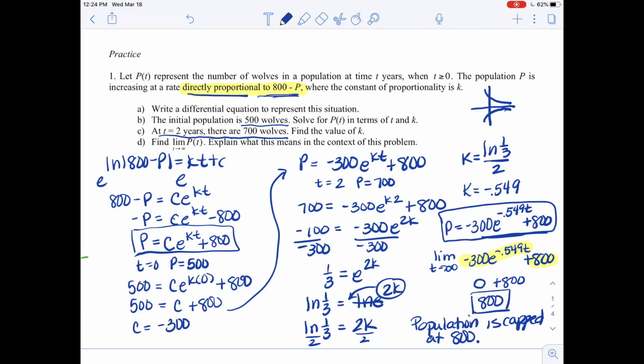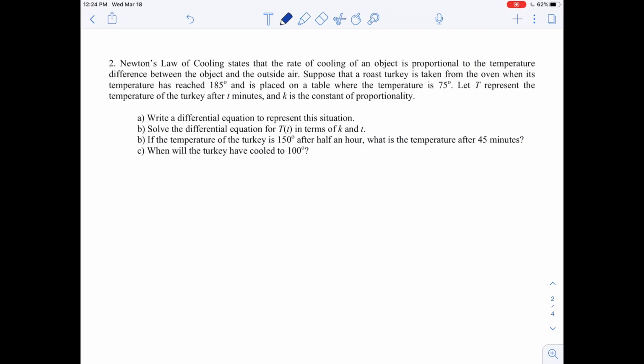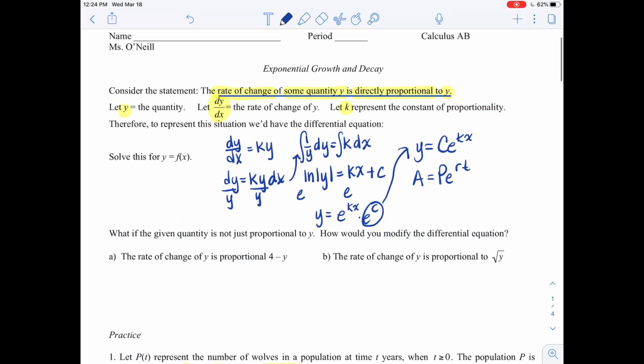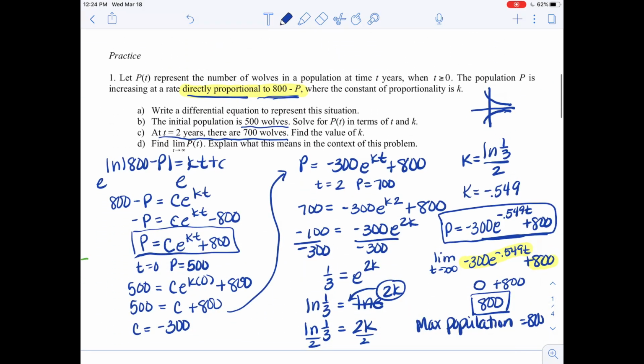If you think of this in terms of real life, for example wolves, wherever they're living, there's only a finite amount of space that they can live in. So eventually the population is going to have to get capped out. 800 is going to be the maximum population. So maybe that's what I'll go back and do. Instead of saying it's capped at 800, this is the maximum population. The max population is 800. Oopsies, all right, well, sorry, jumped ahead.